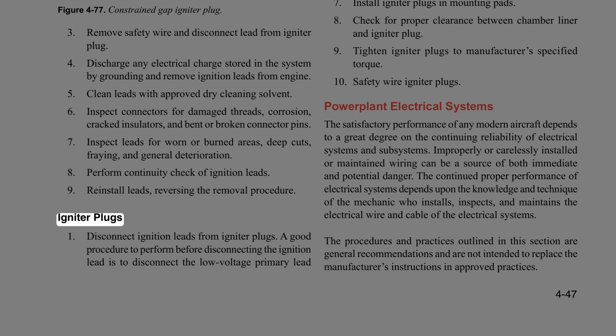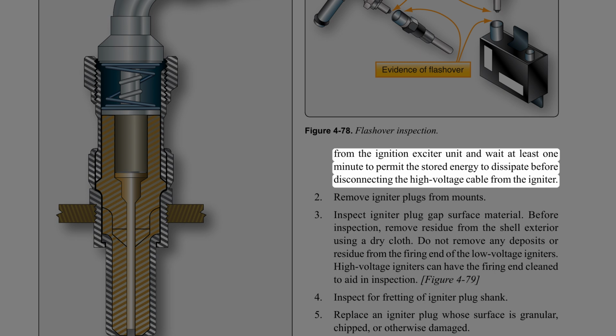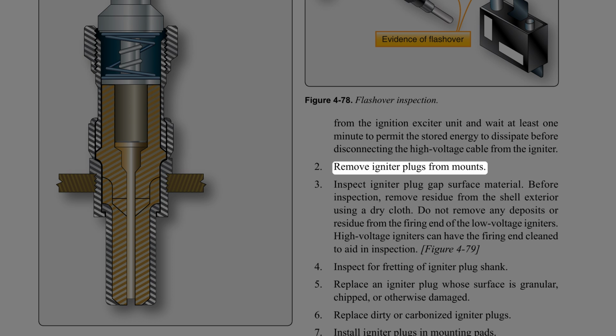Igniter plugs. Disconnect ignition leads from igniter plugs. A good procedure to perform before disconnecting the ignition lead is to disconnect the low voltage primary lead from the ignition exciter unit and wait at least 1 minute to permit the stored energy to dissipate before disconnecting the high voltage cable from the igniter. Remove igniter plugs from mounts.